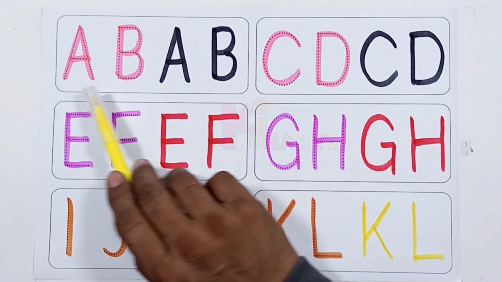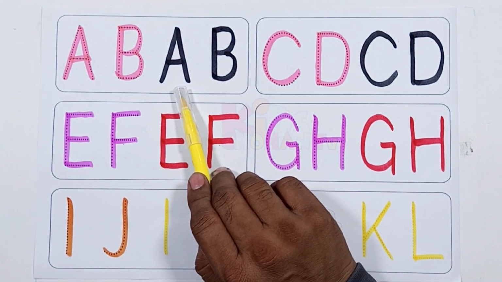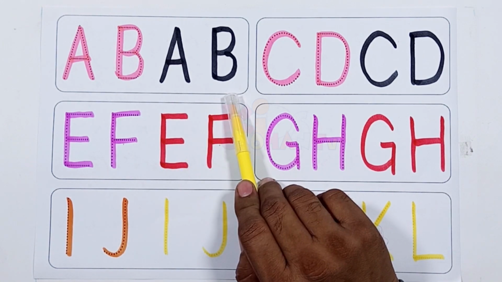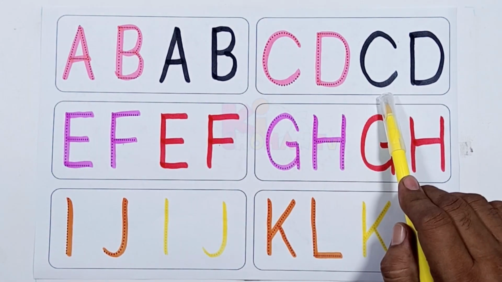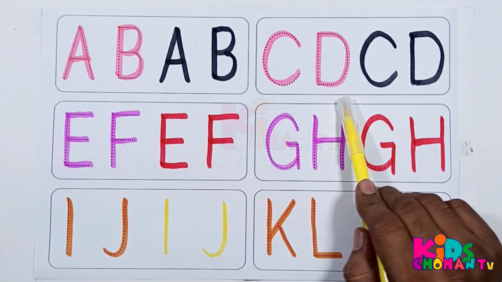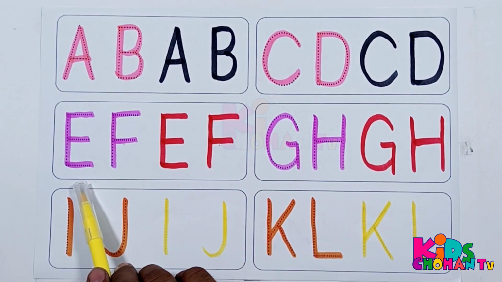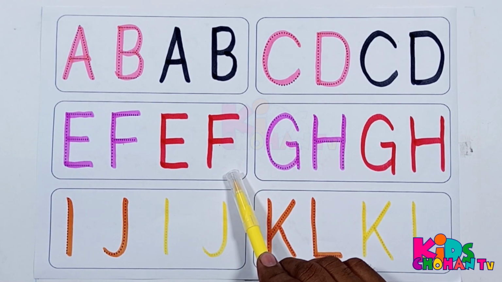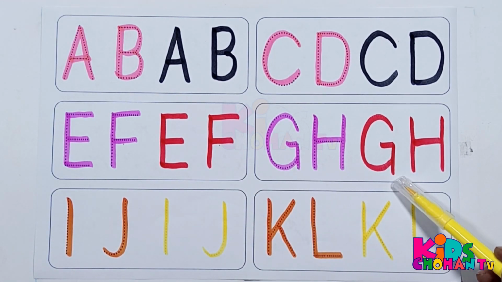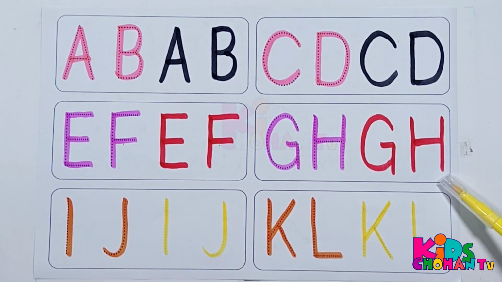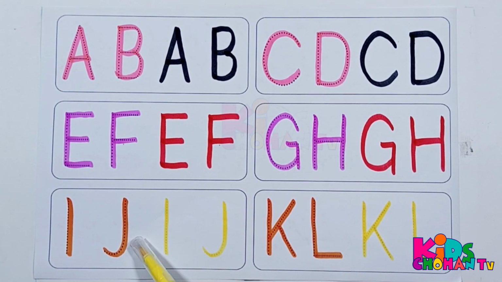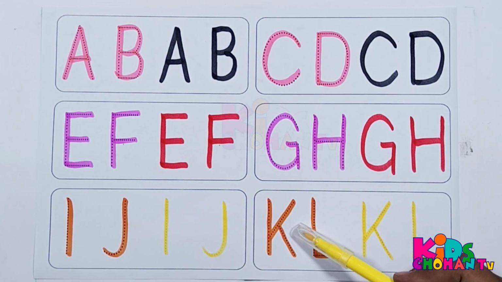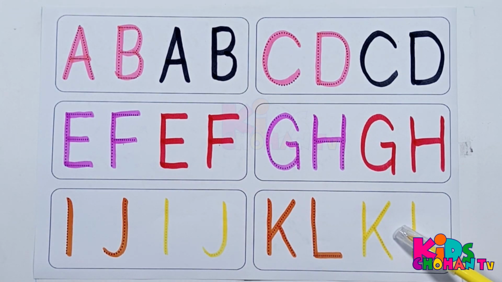Kids, read again. A for apple. B for ball. C for cat. D for dog. E for elephant. F for fish. G for goat. H for horse. I for ice cream. J for juice. K for kangaroo. L for lion.